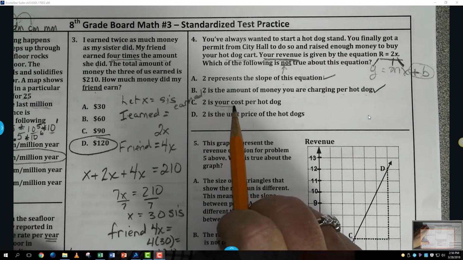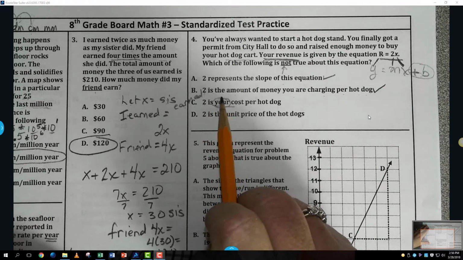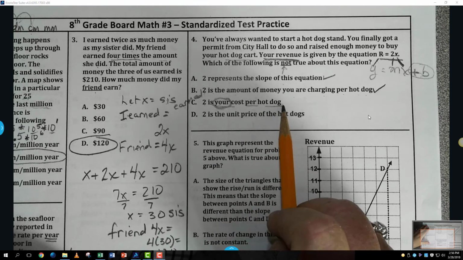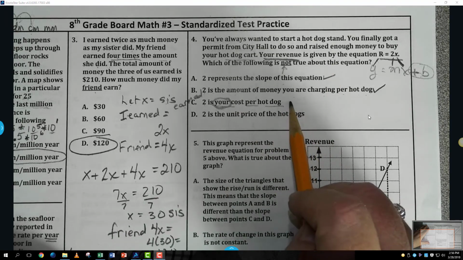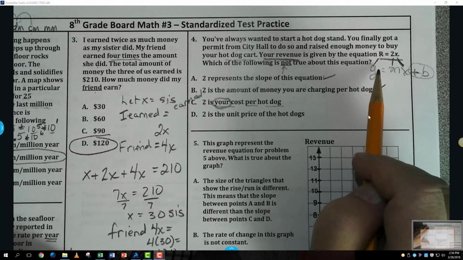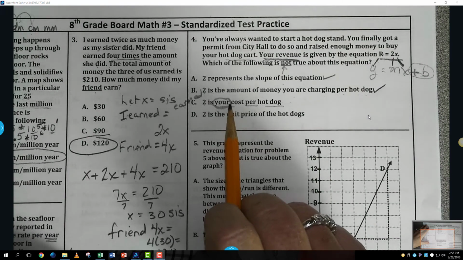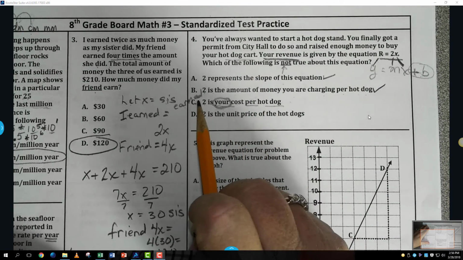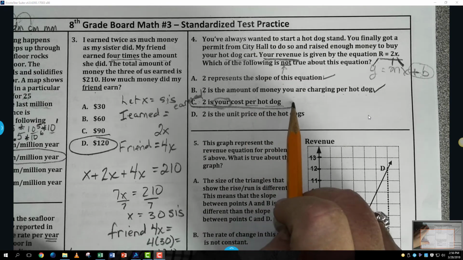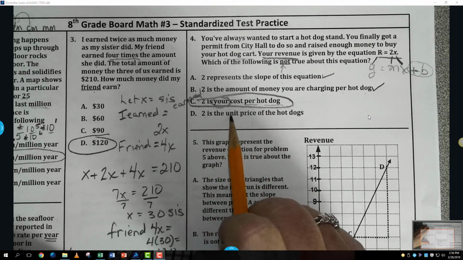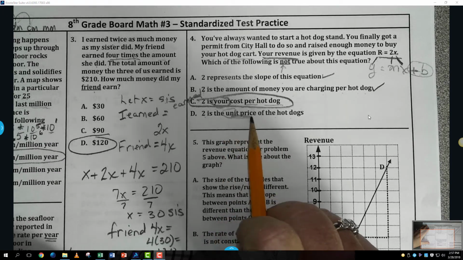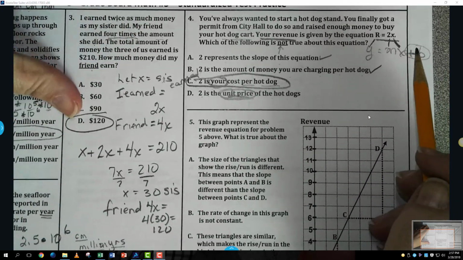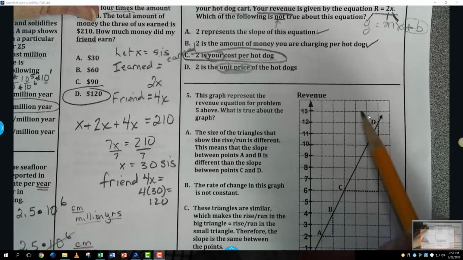2 is your cost per hot dog. In other words, this is how much you have to pay for every hot dog. That's not what this means. This is how much you earn for every hot dog, not what you have to pay for every hot dog. This is the one that is false. 2 is the unit price of the hot dogs. You are selling them at $2 per unit, meaning for every 1 hot dog, you make $2. So the answer was C.